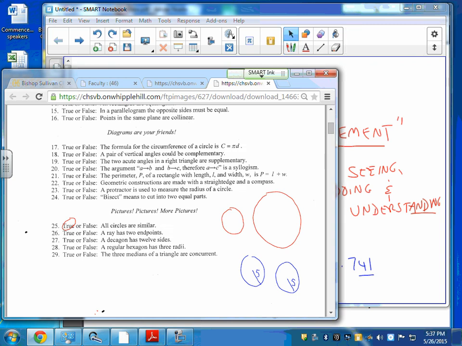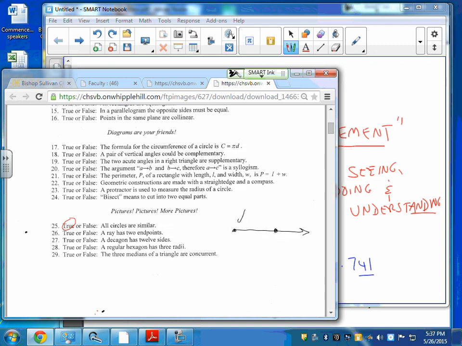A ray has two endpoints. Okay, ray. Let's draw a little sketch of a ray. You should have an idea, a point, and all the points going in a particular direction. This is a ray. This is called an end point. So rays only have one endpoint, not two endpoints. That's false.